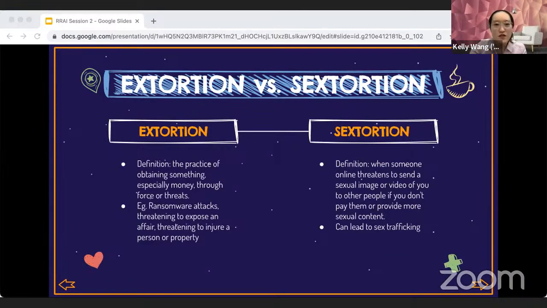So sextortion is a lot like extortion, which is the practice of obtaining something, especially money, through force or threats. Examples of extortion could be ransomware attacks, threatening to expose an affair, or to injure a person or property. Sextortion, on the other hand, is when somebody online threatens to send a sexual image or video of you to other people if you don't pay them or provide more sexual content. And if this goes on for long enough, it can lead to sex trafficking.